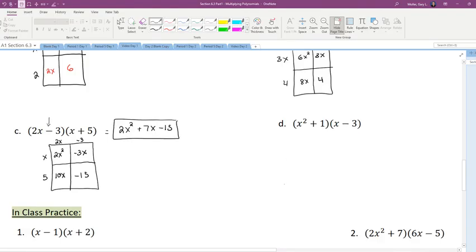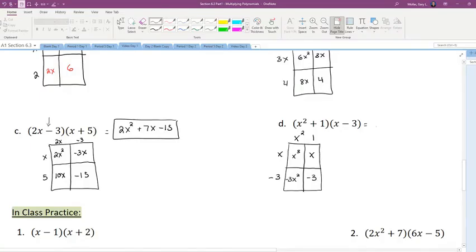All right, this one looks a little bit different because I've got an x squared, but we're not going to change our plan. We're just going to label this as x squared. We're going to label that as a 1, label this as x, and this is a negative 3. So this is x cubed. X times 1 is x. Negative 3 times x squared is negative 3x squared. Negative 3 times 1 is negative 3.